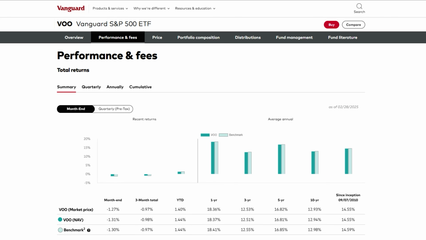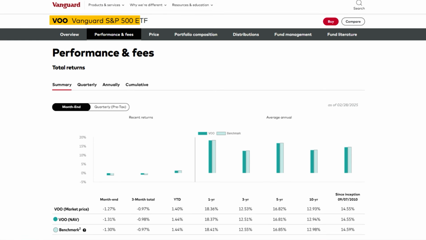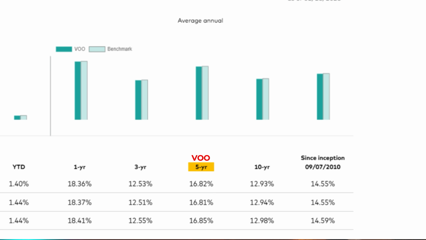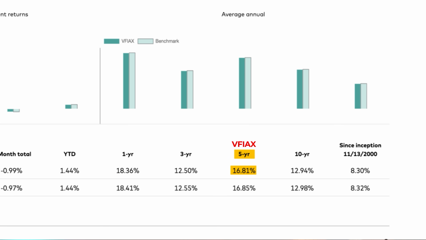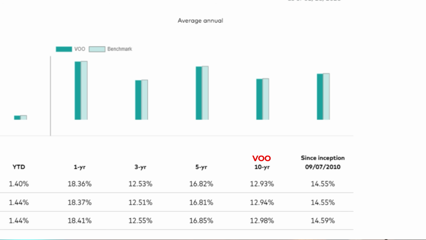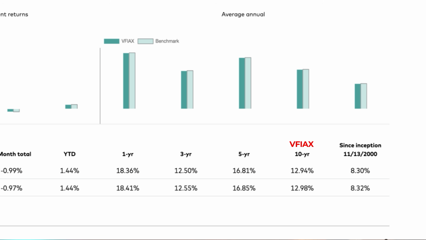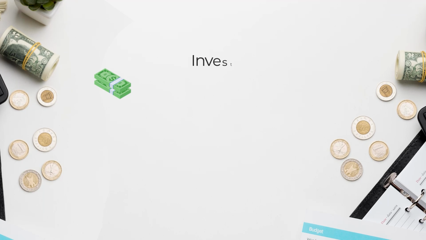And as far as the performance for the S&P 500 ETF VOO, looking at the past 5-year average, it has returned a 16.82% annual return, where VFIAX achieved a 16.81% return. Or if we look even further at the past 10-year average, VOO averaged 12.93%, where VFIAX was 12.94%, so all the numbers are relatively the same. But just so you know, for future reference, the annual returns that you're going to see already include the expense ratio factored into it.